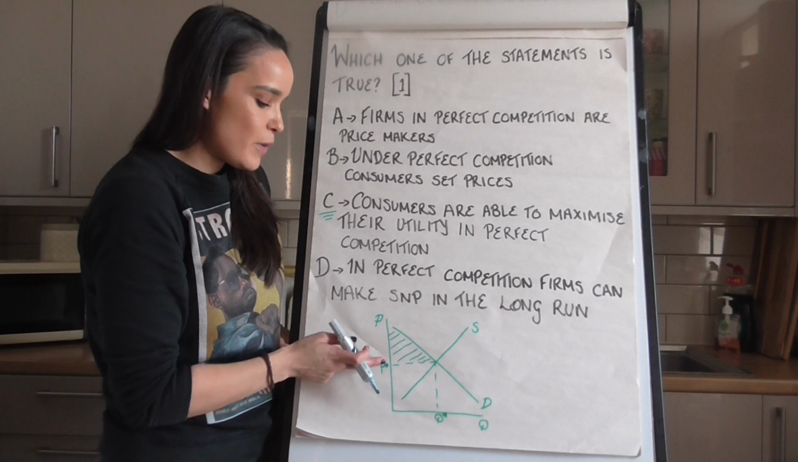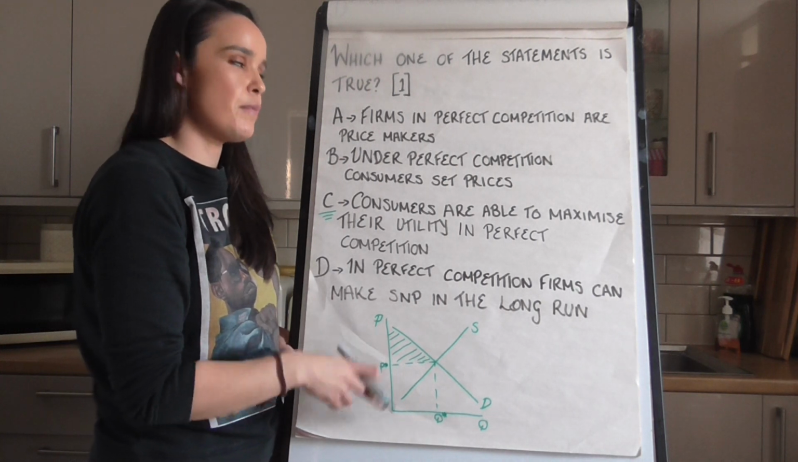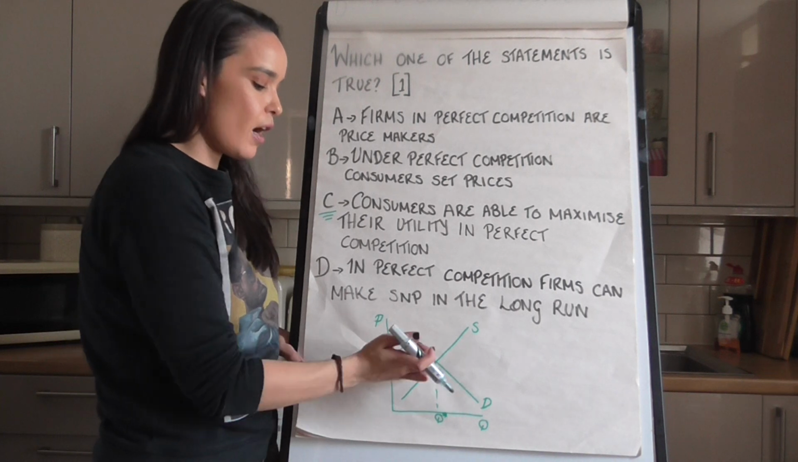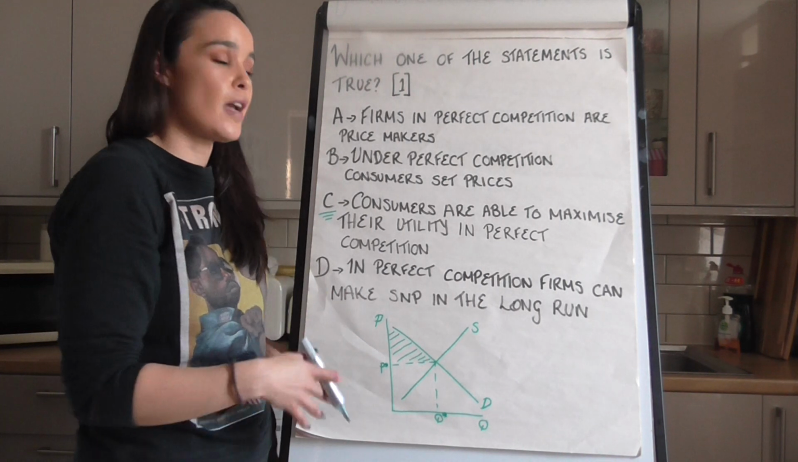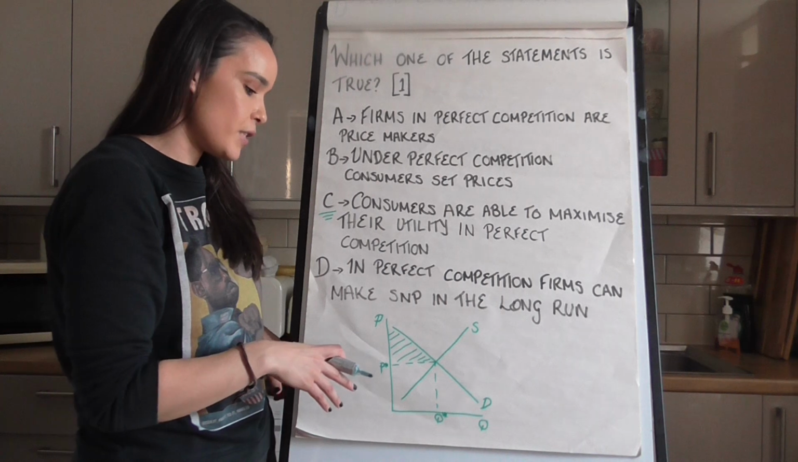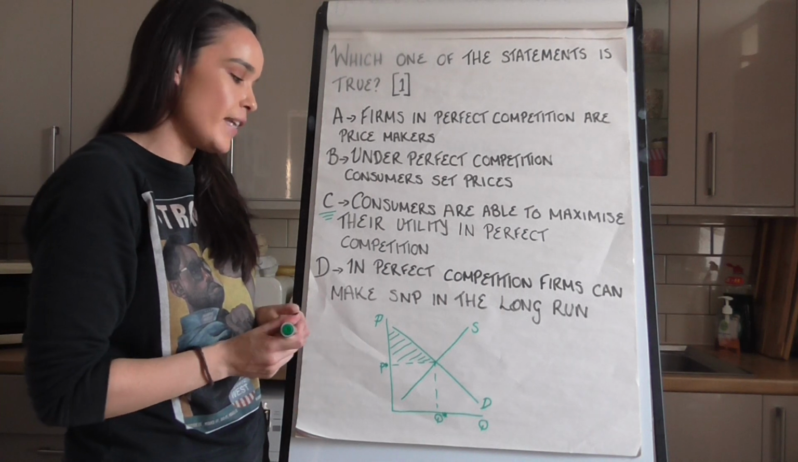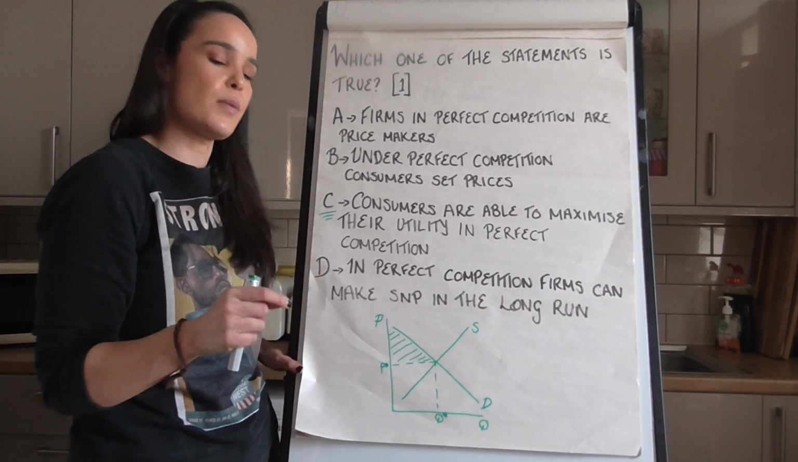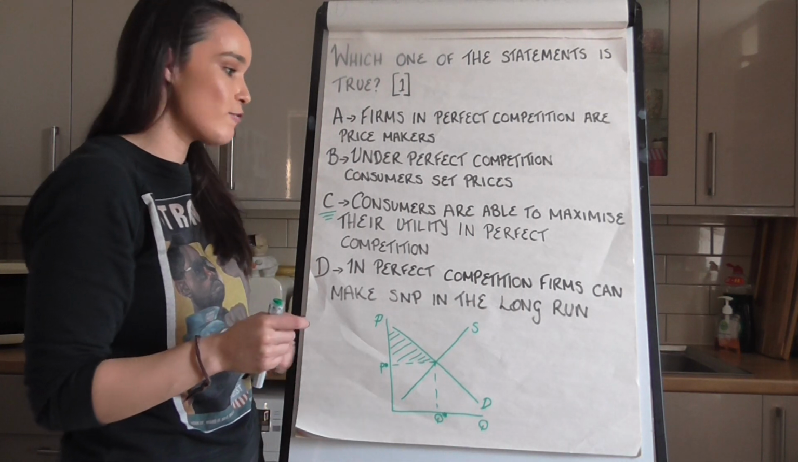So none of that is being taken by producers through price setting power, because producers have to take the market price. They are price takers under perfect competition. So that's the reason why it's C. Well done to those of you who got this question right, and an extra well done to those of you who got both questions right.